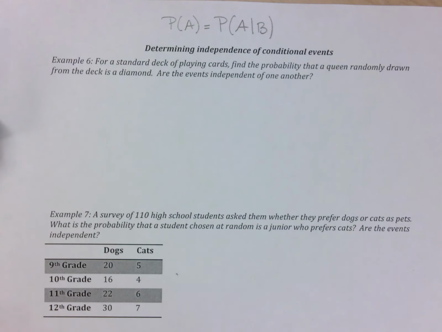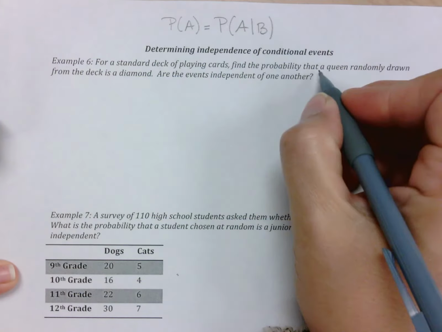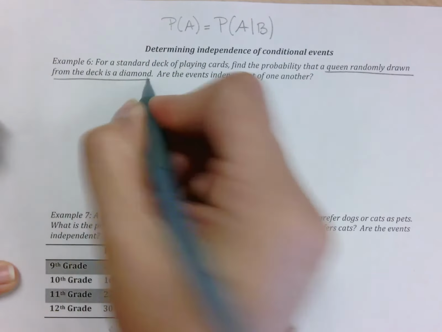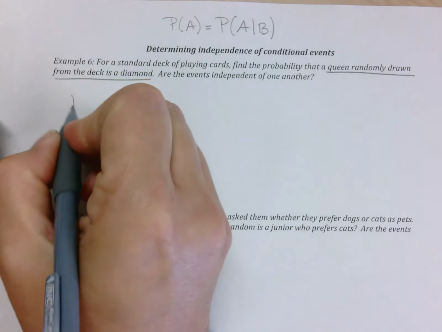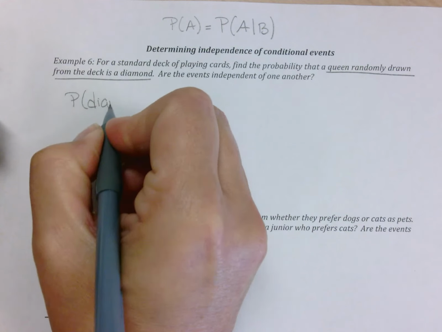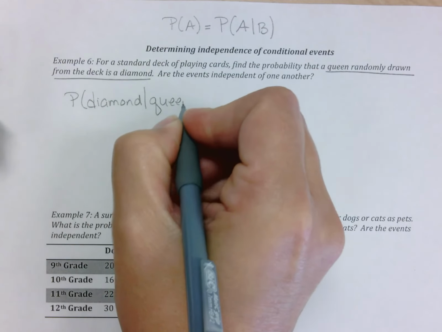So our first example in this section is for a standard deck of cards, find the probability that a queen randomly drawn from the deck is a diamond. So the key is a queen randomly drawn from the deck is a diamond. Let's make sure that we get our conditional probability statement in order correctly. So what happened first? A queen randomly drawn from the deck. You already have a queen in your hand. Now, what's the probability that the queen in your hand is a diamond? So the probability that you have a diamond given that you've already drawn a queen.